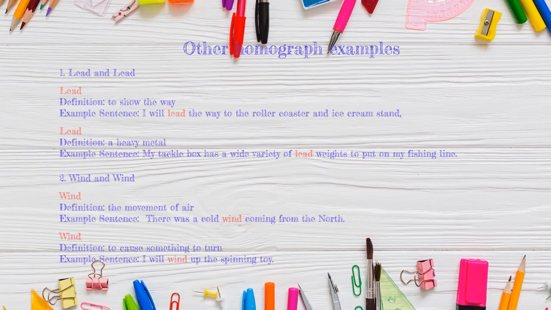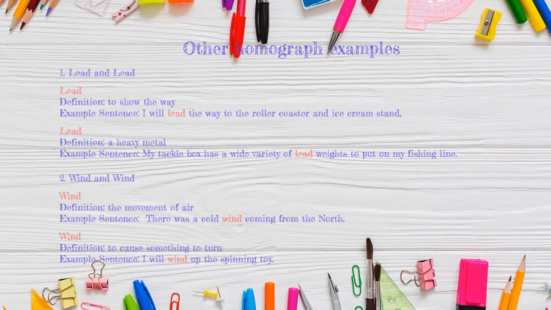Other homograph examples. Number 1. Notice that these words are both spelled the same, but they are going to be pronounced differently and they both have different meanings. One meaning would be to show the way. I would pronounce this word as lead. I will lead the way to the roller coaster and ice cream stand. Another meaning would be a heavy metal, which would be pronounced as lead. My tackle box has a wide variety of lead weights to put on my fishing line.